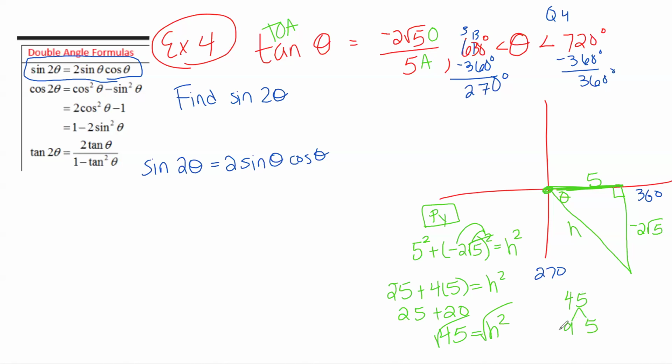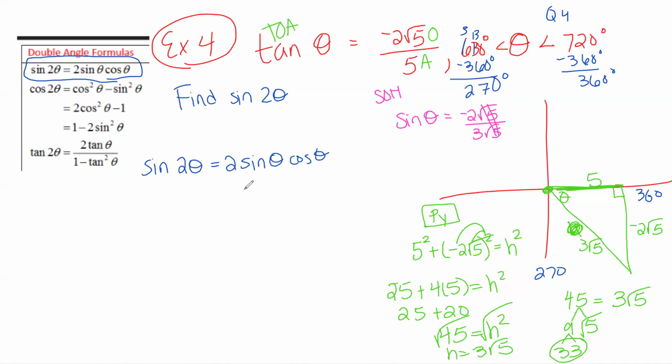That's 9 times 5, which is 3 times 3. So it does have a 3 in there, and the 5 would be back under. If you break down your roots different than me, that's fine. You should still get 3 root 5 for our hypotenuse. Okay. Now we need sine of this angle. So sine is SOH. Opposite is negative 2 root 5. Hypotenuse is 3 root 5. The root 5s would cancel. So we are going to keep the 2. Sine is negative 2/3.